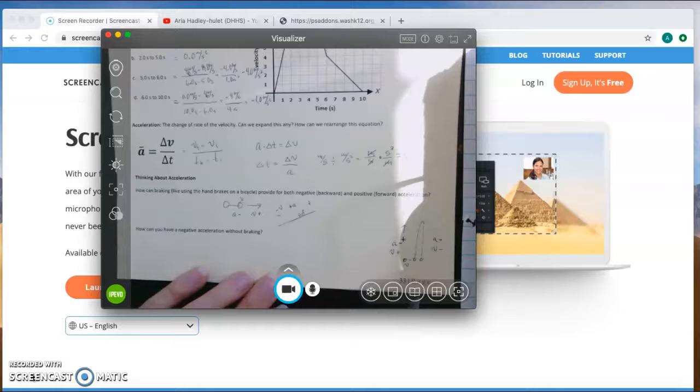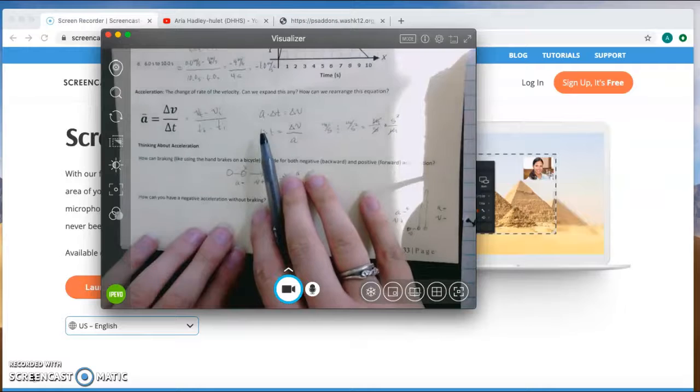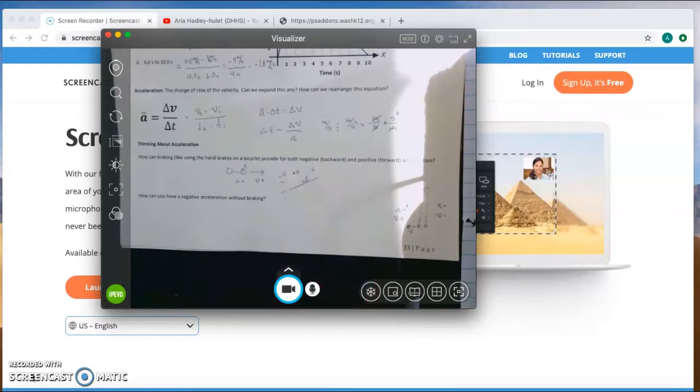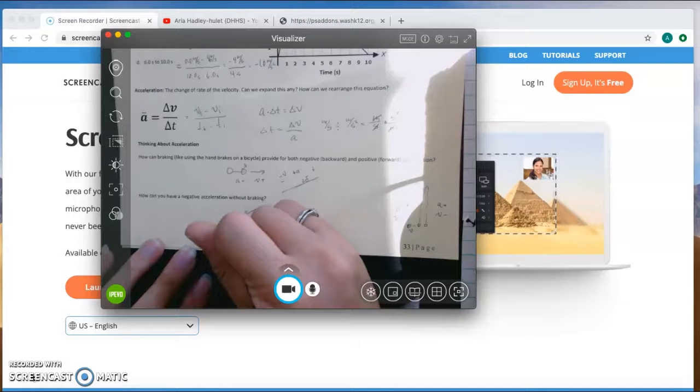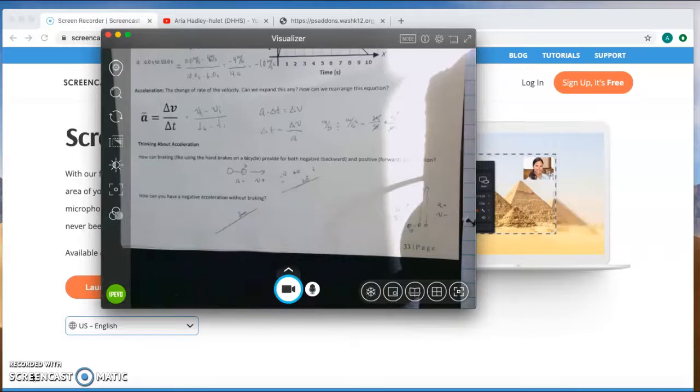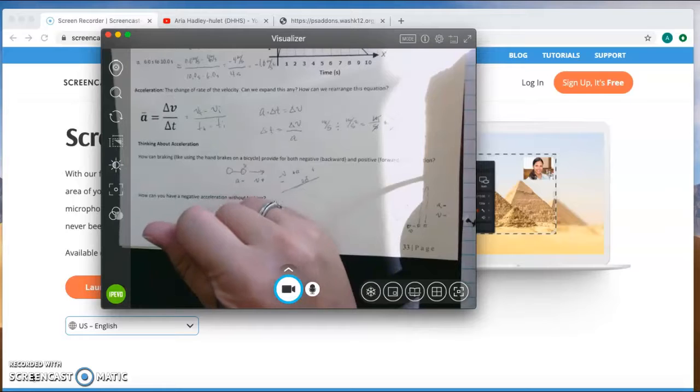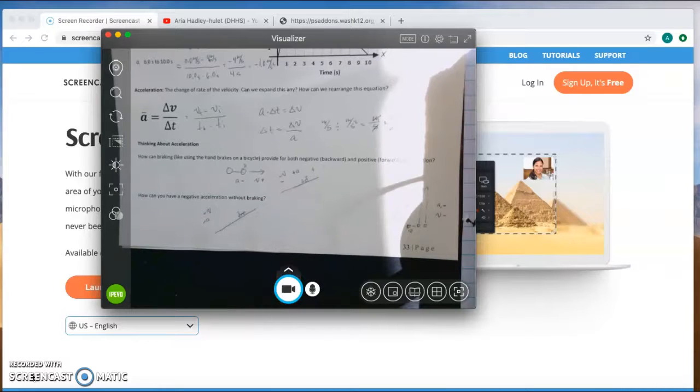Okay, so how can you have a negative acceleration without braking? Negative acceleration without braking. Well, what if, back to our situation with the hill, we are riding our bicycle down this hill, and we don't apply the brake, but we're speeding up. And we're speeding up because our velocity is negative and our acceleration is negative, and that's causing us to speed up as we go down this hill.